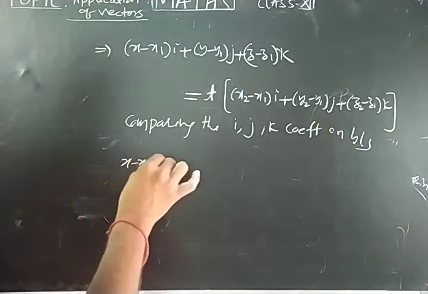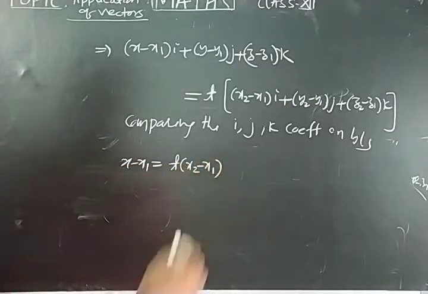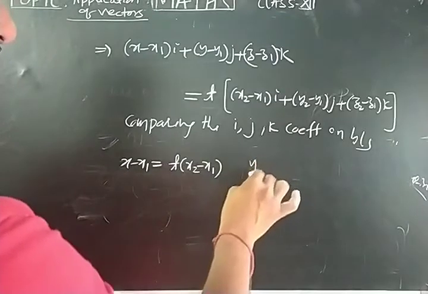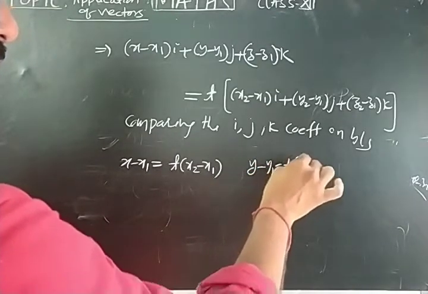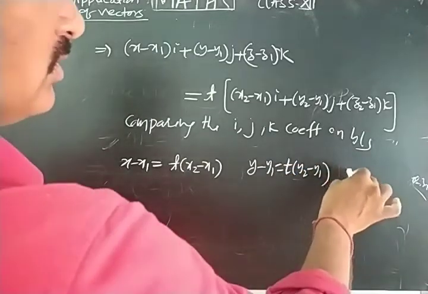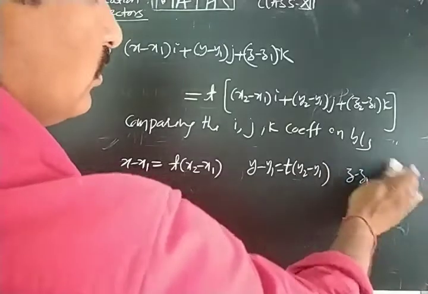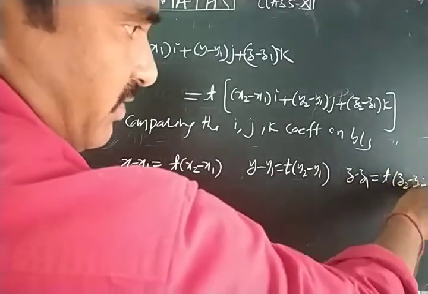By comparing the i coefficient, x minus x1 equals t into (x2 minus x1). By comparing the j coefficient, y minus y1 equals t into (y2 minus y1). By comparing the k coefficient, z minus z1 equals t into (z2 minus z1).